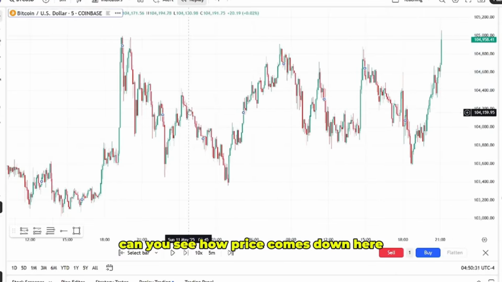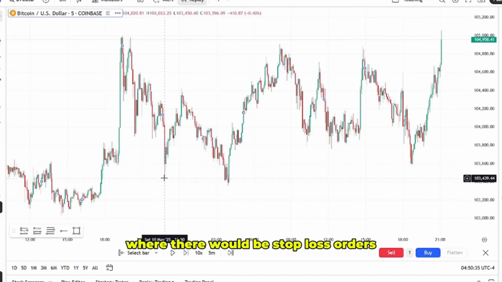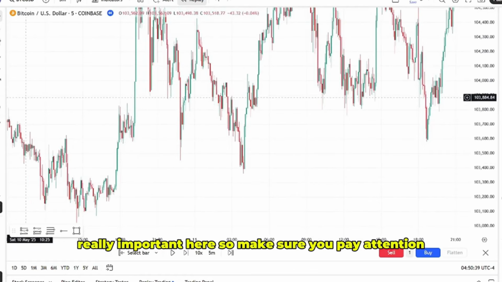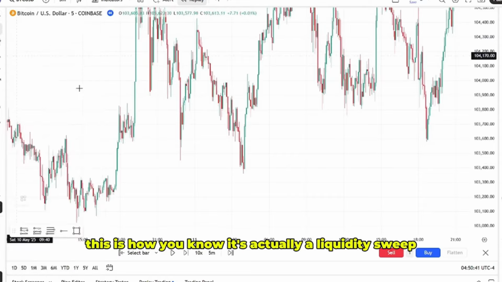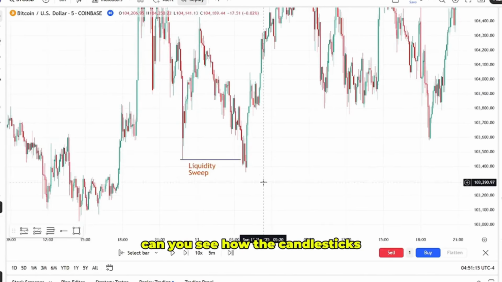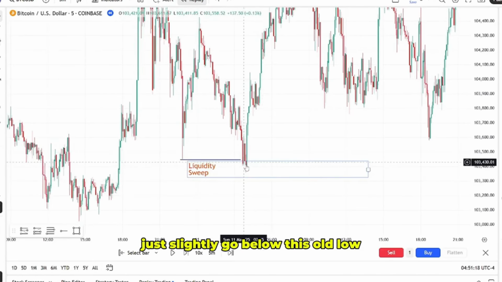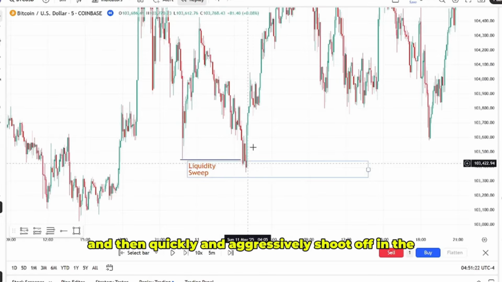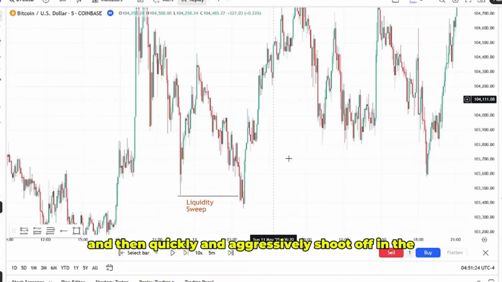Can you see how price comes down here, takes out this low here, where there would be stop loss orders? Notice this, right? This is how you know it's a liquidity sweep. Really important here, so make sure you pay attention. This is how you know it's actually a liquidity sweep. Can you see how the candlesticks just slightly go below this old low, just enough to take out stop loss orders, and then quickly and aggressively shoot off in the opposite direction, right?